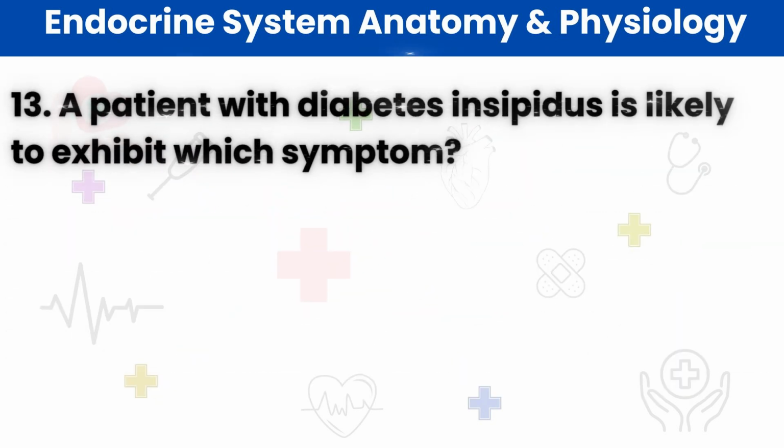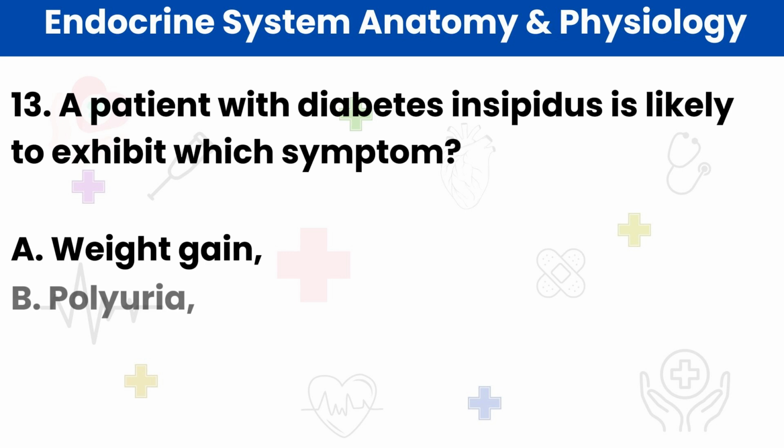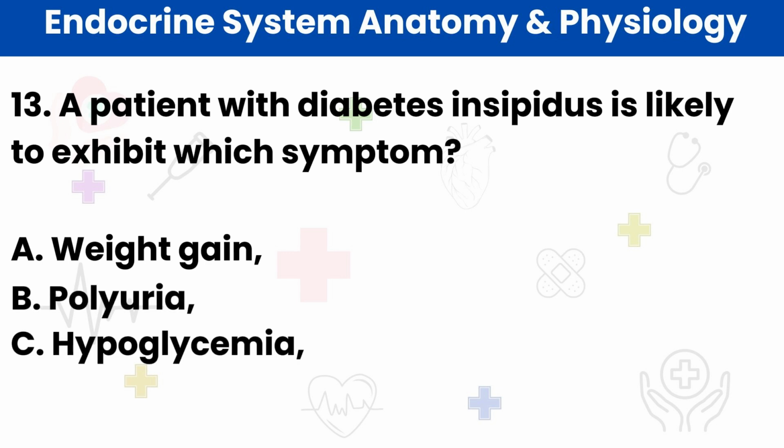13. A patient with diabetes insipidus is likely to exhibit which symptom? A. Weight gain. B. Polyuria. C. Hypoglycemia. D. Hypertension.